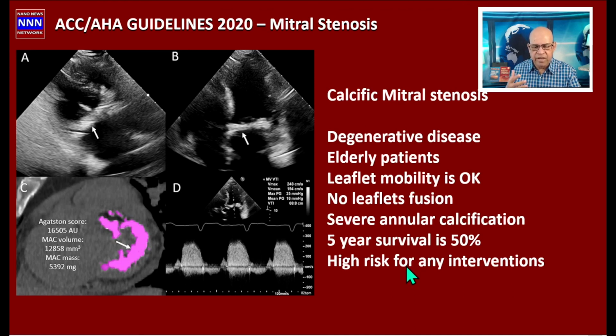If they develop heart failure, we can treat their heart failure symptoms. If they are having atrial fibrillation with rapid ventricular response, we can try to control their rate and minimize their symptoms. But beyond that, any intervention has got to be a last ditch effort because they are frail, they are elderly, their system is not strong enough to handle any surgical risk.